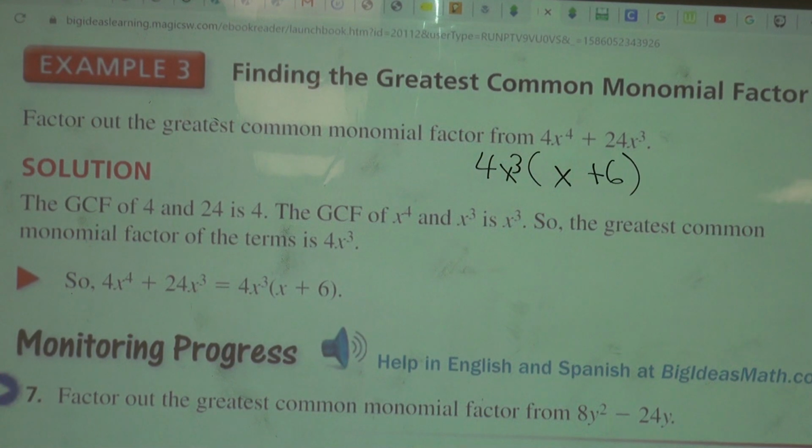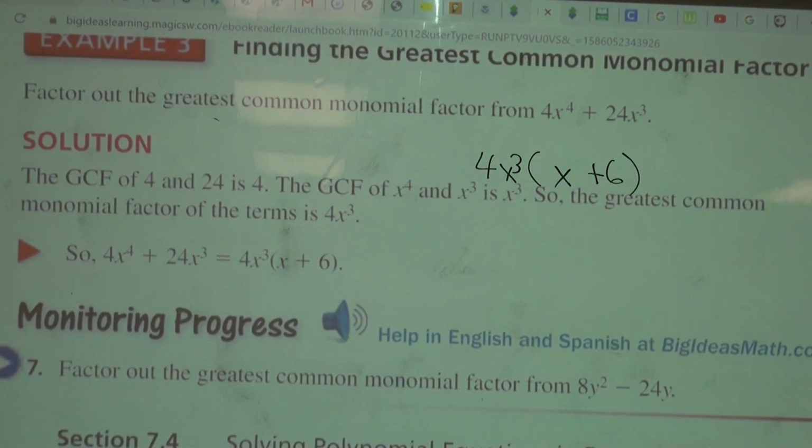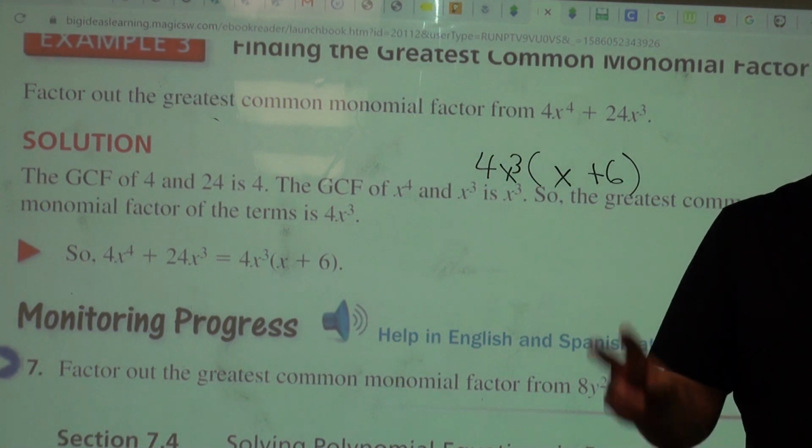All right. Monitoring progress. Find the greatest common monomial factor from 8y squared minus 24y. This is at the bottom of the page, page 379. You can clearly see that. Okay? 8y squared minus 24y. Take a minute, factor that out. Shouldn't take you long. Pause.